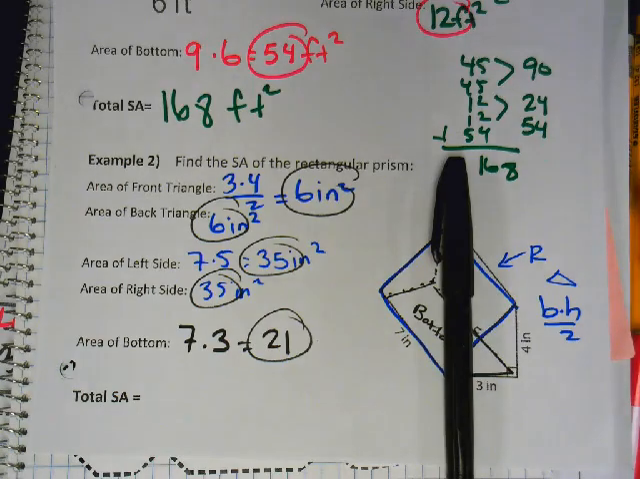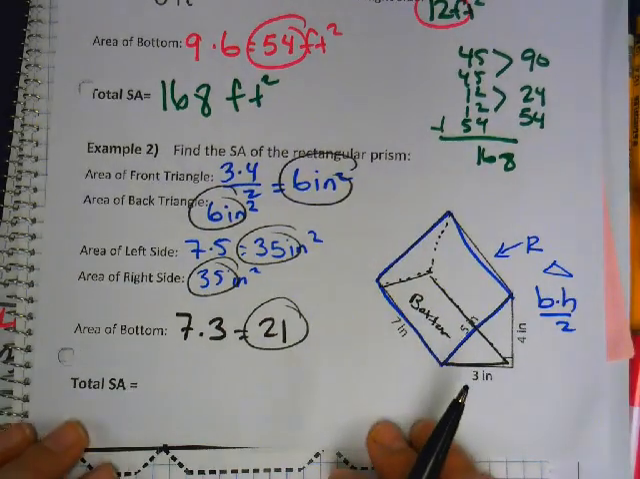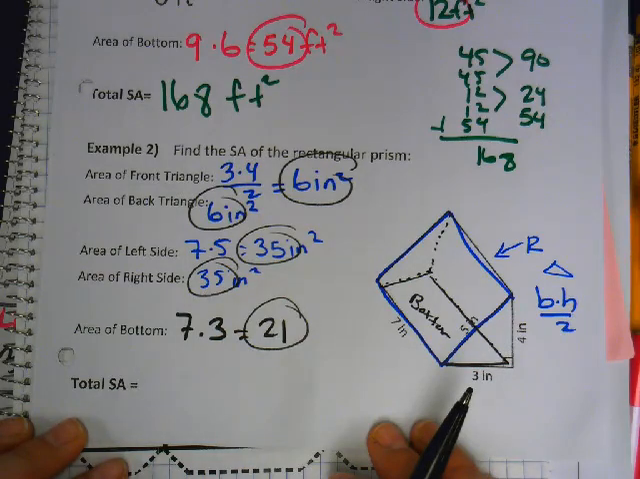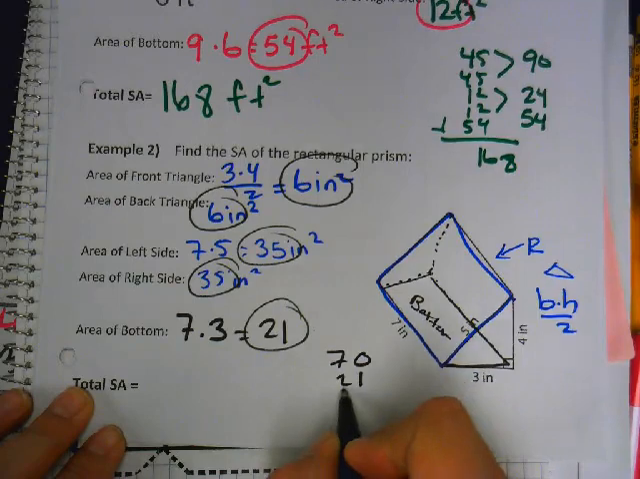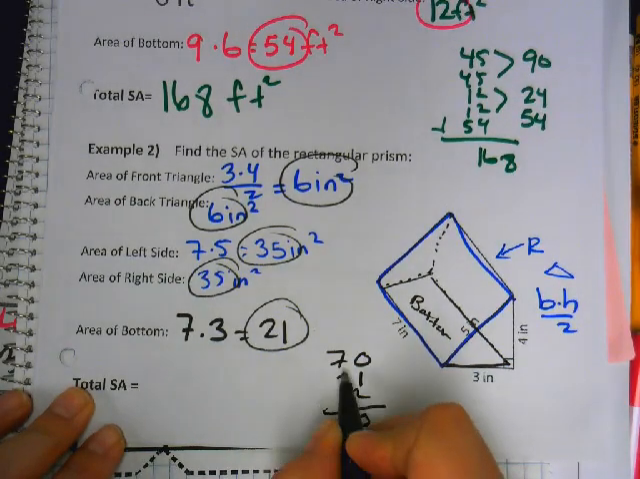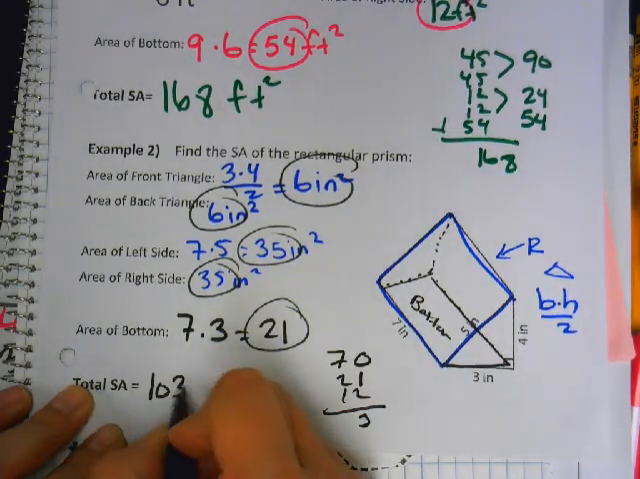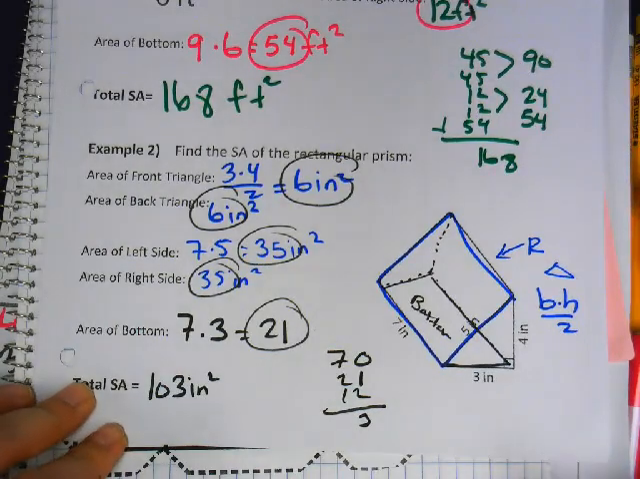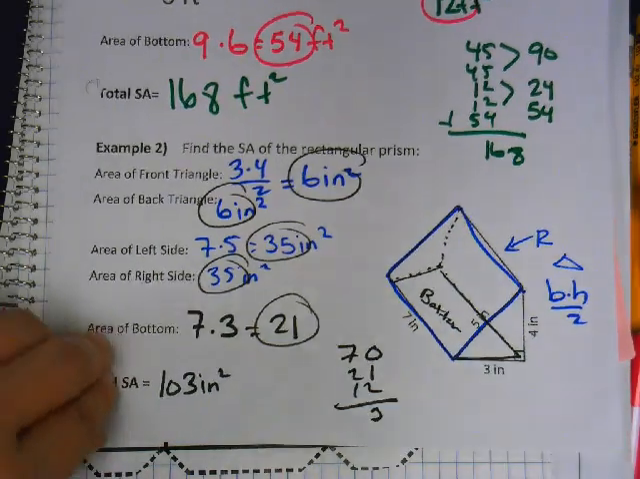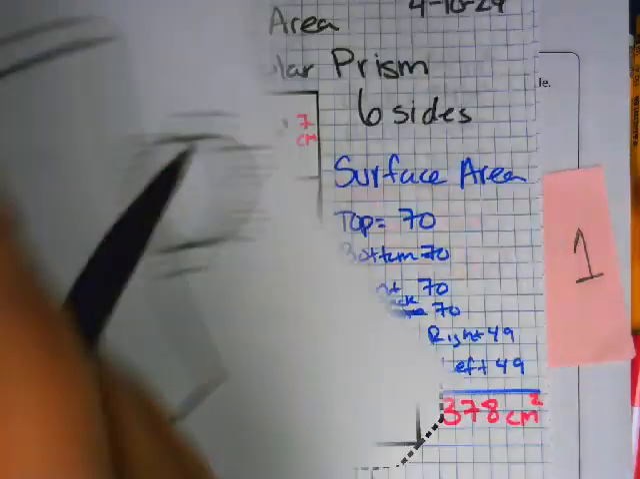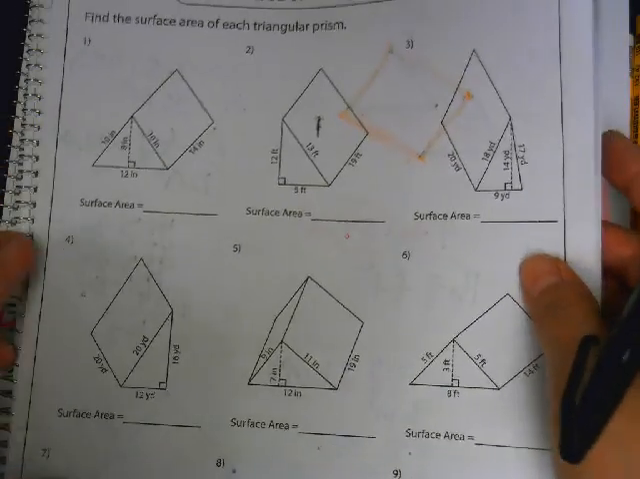All right. So what's our total surface area? 70, 21, and 12. 103. 103 inches squared. 70, 21, 12. Cool. All right.